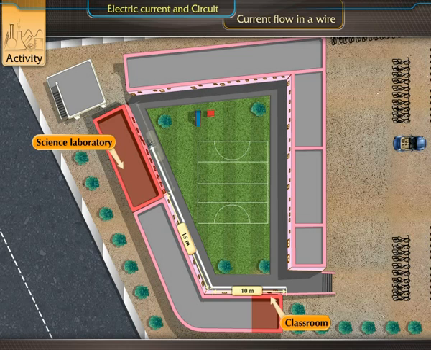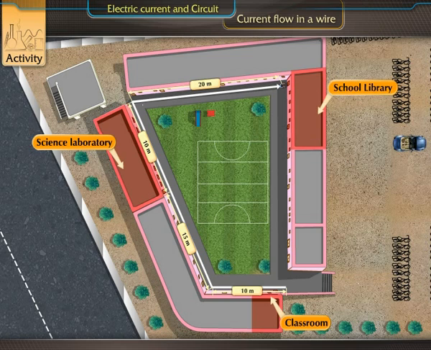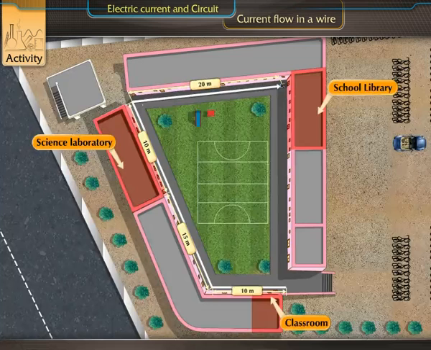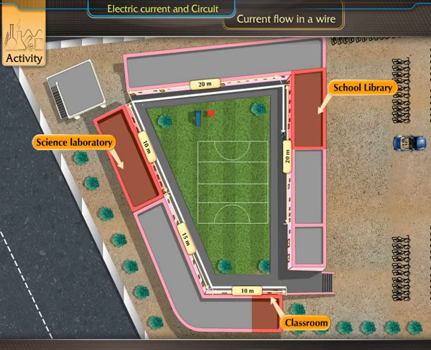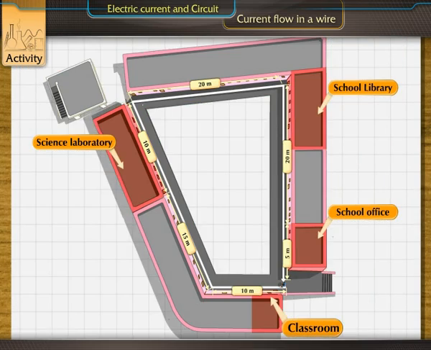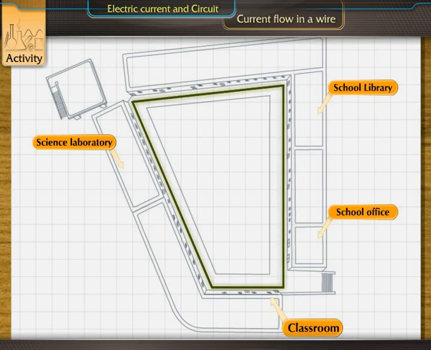Continue walking for 10 meters more and turn right and walk 20 meters. You are in front of your school library. Now take a right turn and walk 20 meters. You reach the school office. Walk 5 meters straight before you take a right turn to reach back to your classroom. Thus, we have sketched a map to show the path to be covered. You followed a closed path and returned back to the point from where you started.